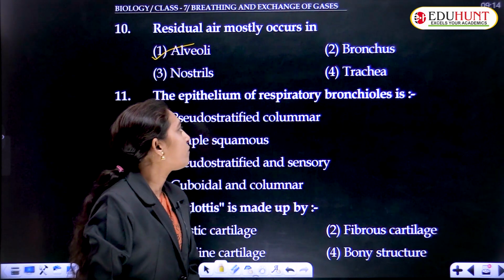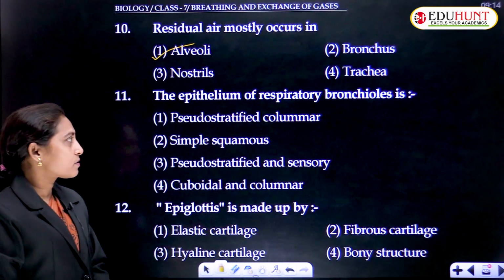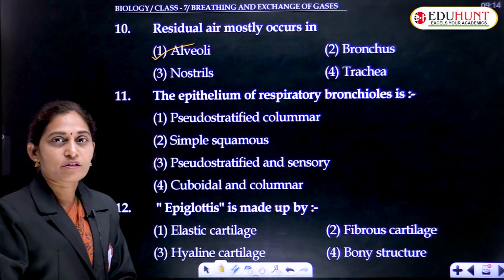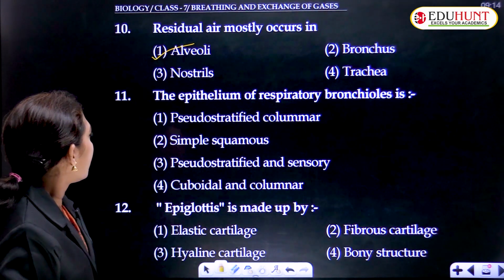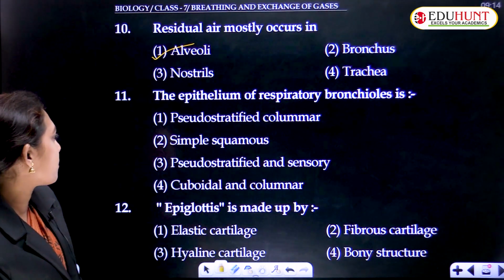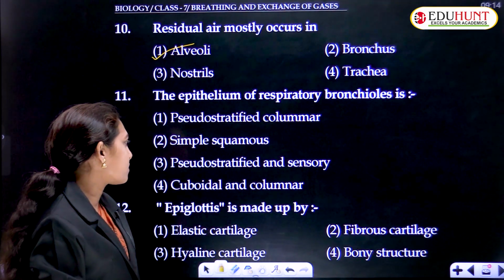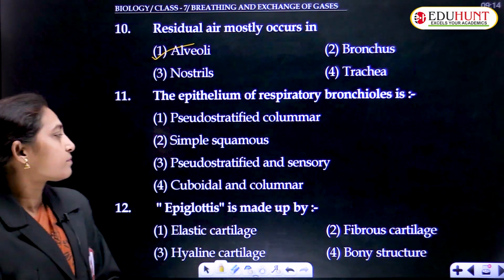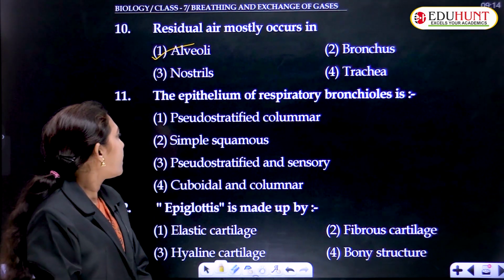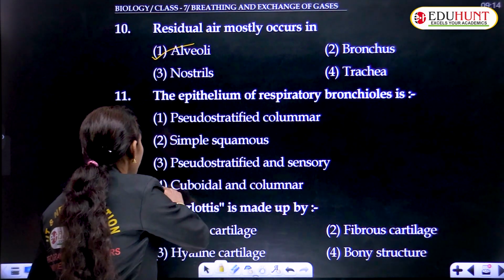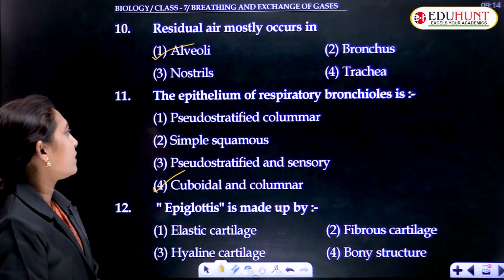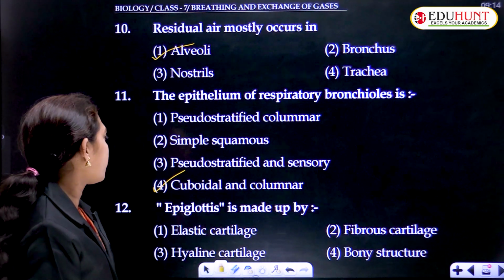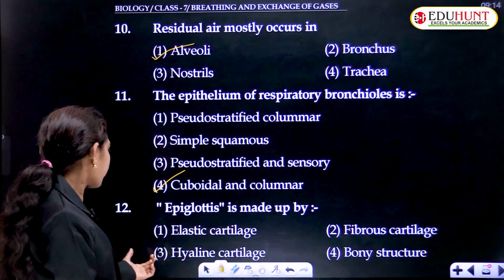The epithelium of respiratory bronchioles is: pseudostratified columnar, simple squamous, pseudostratified and sensory, cuboidal and columnar. The epithelium of respiratory bronchioles is cuboidal and columnar.